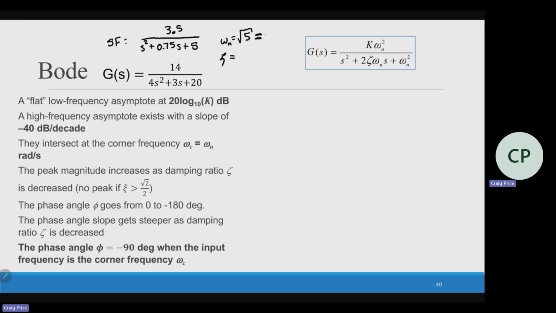So this is 2.24 radians per second. Then we have 0.75, divided by that, divided by 2. We get a damping ratio of 0.17, which is unitless.